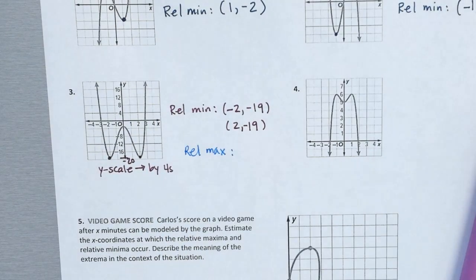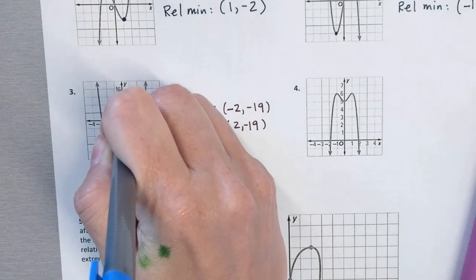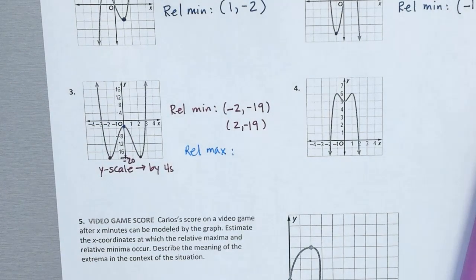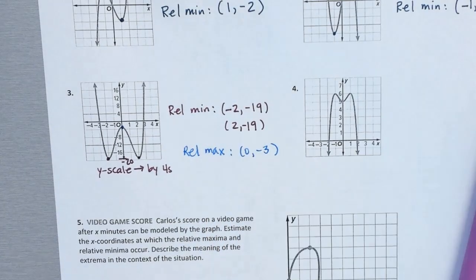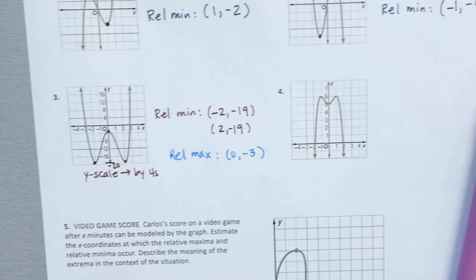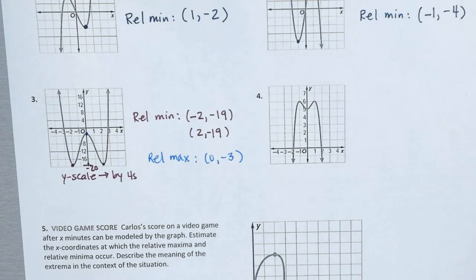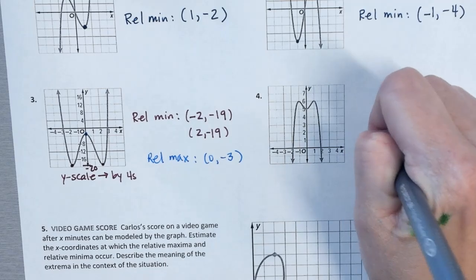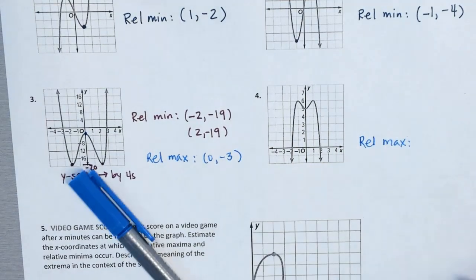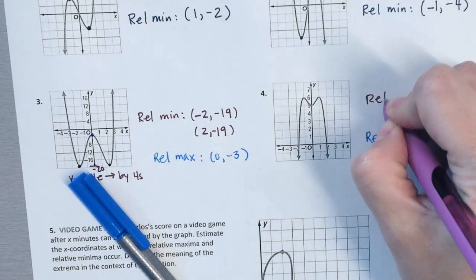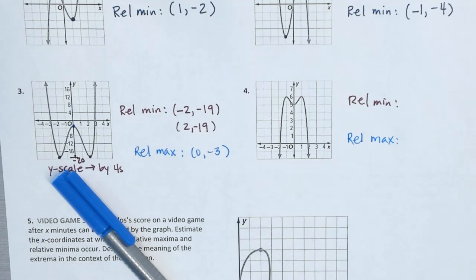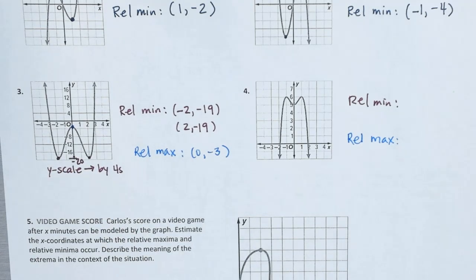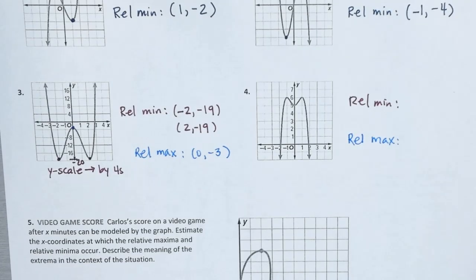And in this case, your relative max is also going to be a y-intercept. So again, to me, that looks like it's a little bit above the line. So if we're going by 4s, this would be 0, -3. Okay, and then I'll give you a few moments to identify the relative min and relative max for 4. And once you've done that, go ahead and read through number 5.